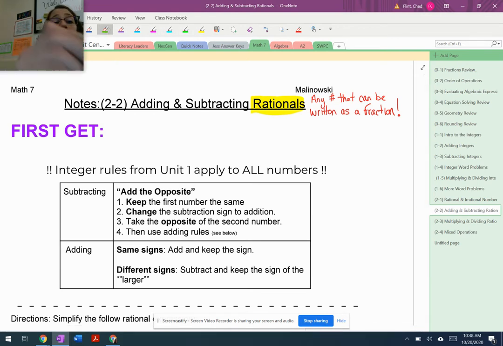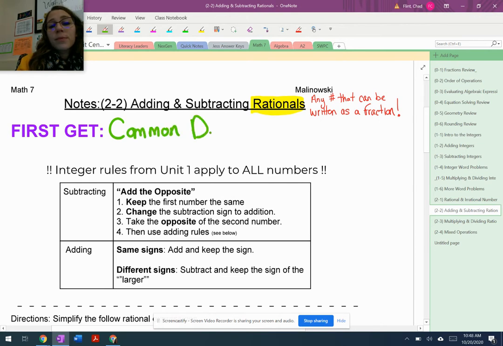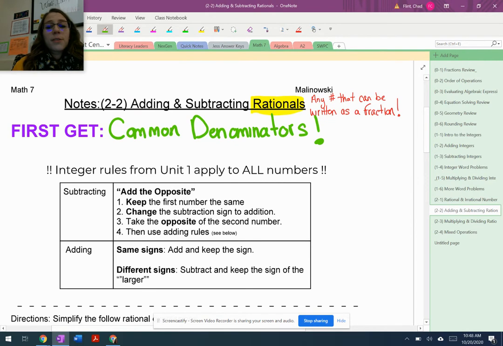So you might remember from our Unit 0 on review of fractions that when you're adding and subtracting fractions, the very first thing that you need to start with is getting those common denominators. Common denominators, first thing that you want to start with.